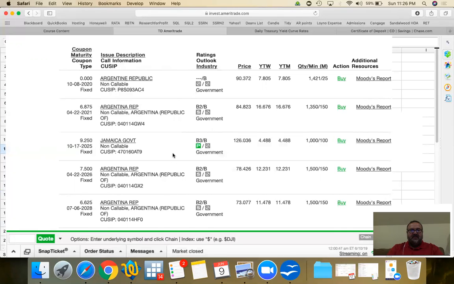Now look at this Jamaican bond. The Jamaican bond now has a coupon, so we actually have an interim payment. This is a maturity of 2025, and we are actually paying $126. We are paying more than the face value, so this is referred to as a premium bond. This is referred to as a discount bond. Now on this premium bond of 126, by paying that much and receiving 9.25% of a coupon and receiving a $100 face value on October 17, 2025, we end up making 4.48%.